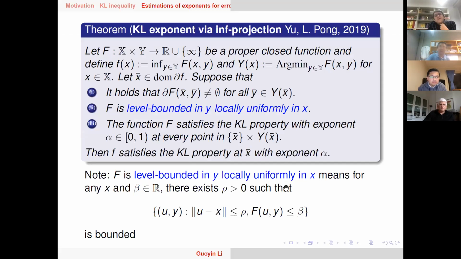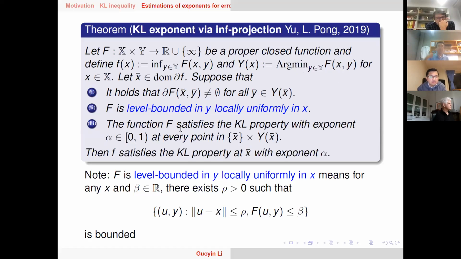So we have a result somehow relating the KL exponent with the corresponding inf projection. So basically, if your function f(x) is the inf projection of the bivariate function capital F, and assuming some technical assumptions, basically we need the bivariate function to be level bounded uniformly in one of the variables, so that you will see that the argmin solutions always exist, okay? And also the subdifferential is non-empty.